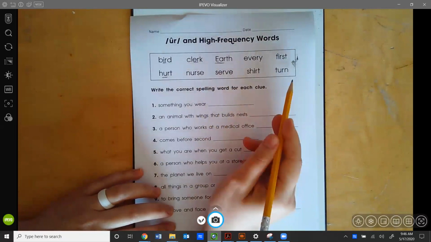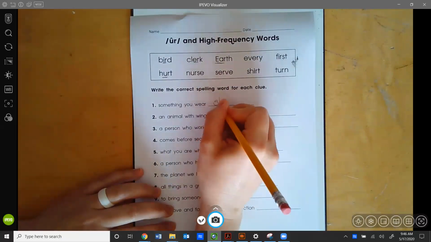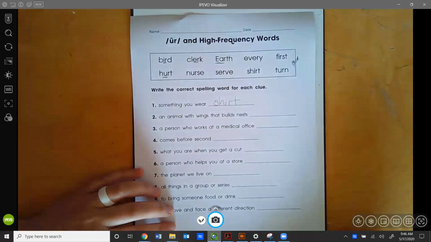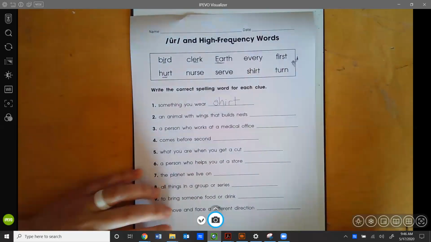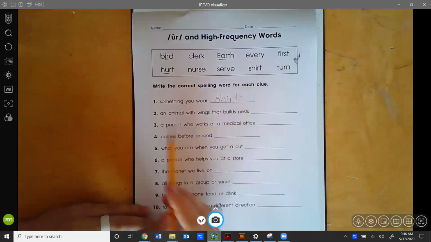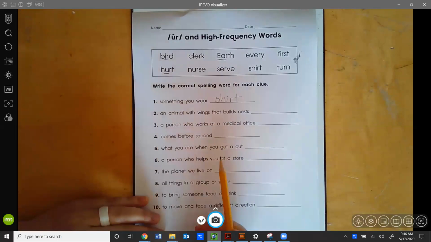Let me go to this last word, turn. Now that's not something you wear. So I would write shirt either on this paper, on a scratch paper, or I would say it out loud. I'm going to go ahead and read the rest of them to you, and you can do these on your own. Number 2, an animal with wings that builds nests.